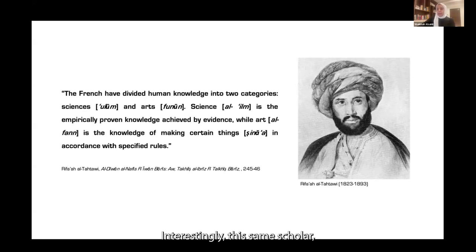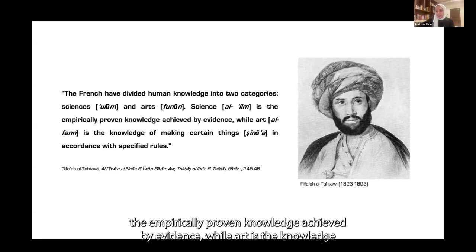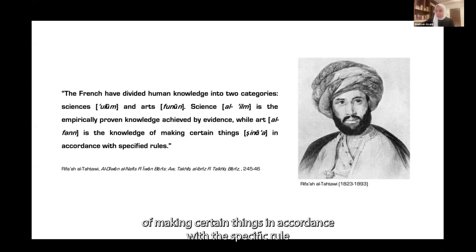Interestingly, this same scholar highlighted the division between arts and sciences that was introduced to the Arabic context during this period of the 19th century. It has been argued that al-Tahtawi, who studied in France, wrote in his well-known manuscript, تخليص الإبريز في تلخيص باريس, The Extraction of Gold in Summarizing Paris, first published in 1832, he stated, quote, "The French have divided human knowledge into two categories, sciences, al-ulum, and arts, al-funun. Science is the empirically proven knowledge achieved by evidence, while art is the knowledge of making certain things in accordance with the specified rules."